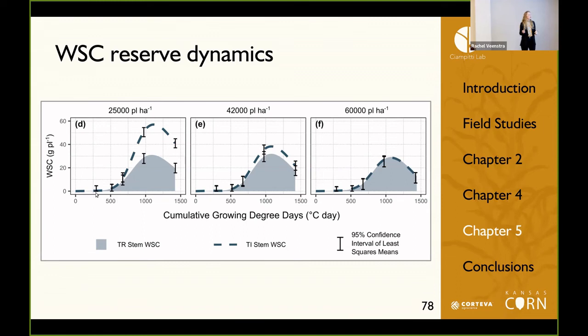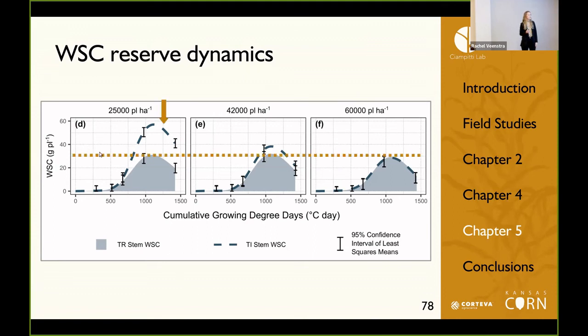If we look at our other line, our dark blue dashed line, we can see that this is the dynamics of those water-soluble carbohydrates over the season when we had tillers present. So this is a main shoot and tillers, all the carbon that you had in that plant in the stem. And there's a few things I want you to notice.